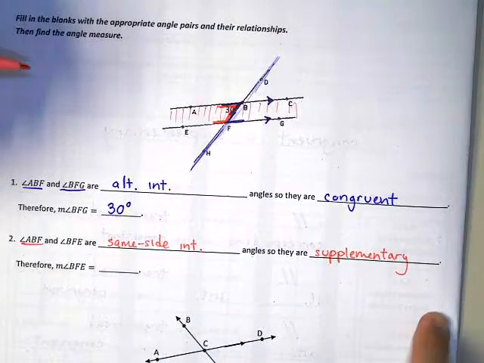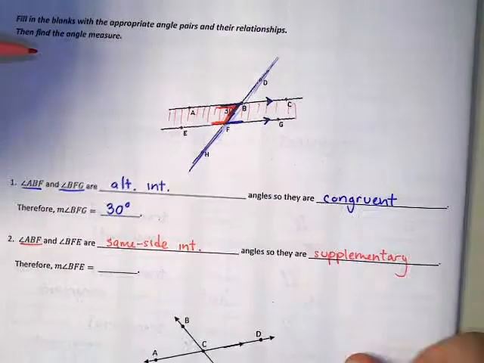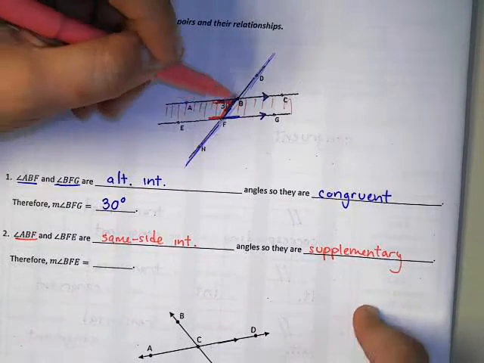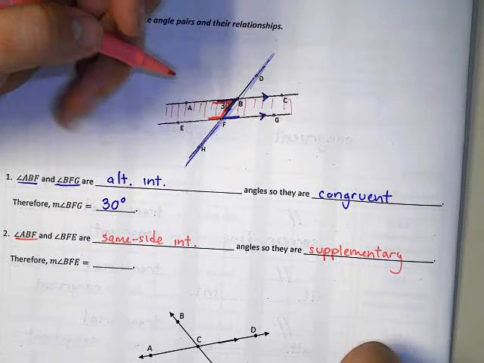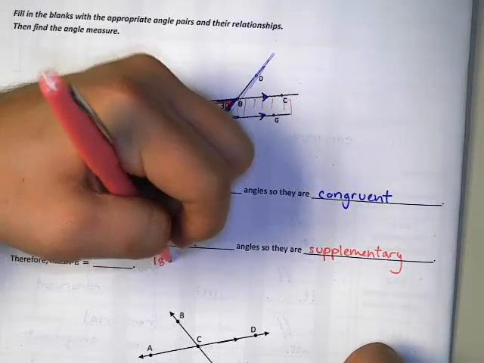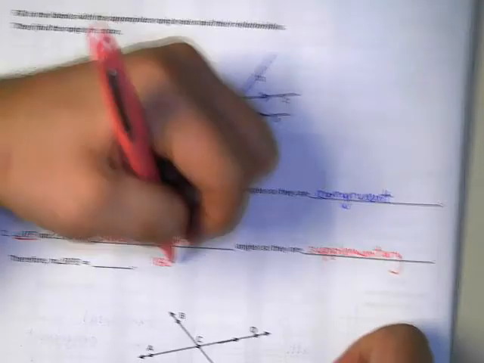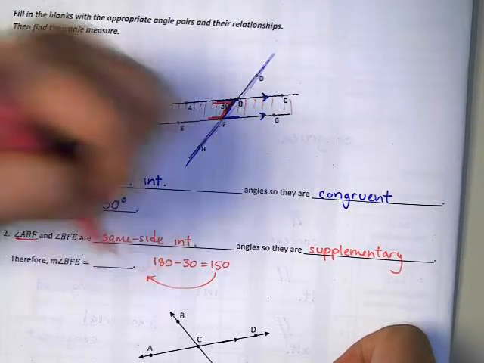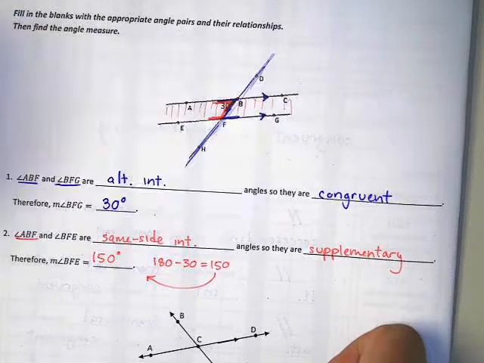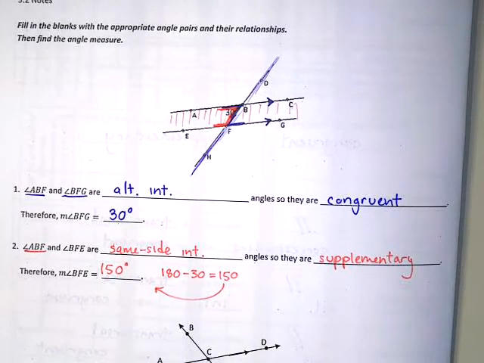All right, so we have a little bit of math to do here, because if we know ABF is 30, what did we learn? What do we do to get the supplement? We know that the supplement is always just 180 minus the angle. So 180 minus 30 is equal to 150, and so we know that BFE has to be 150 degrees.